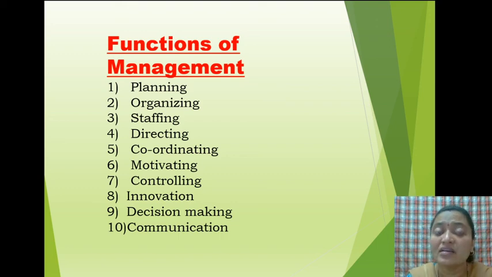Then communication. What do you mean by communication? Exchange of ideas and thoughts. One person should try to communicate with the other. Like employees, they should have a proper communication. These are the different functions of management.